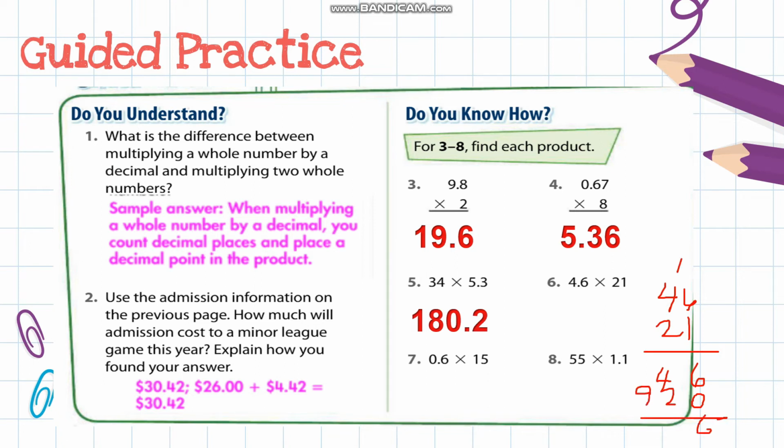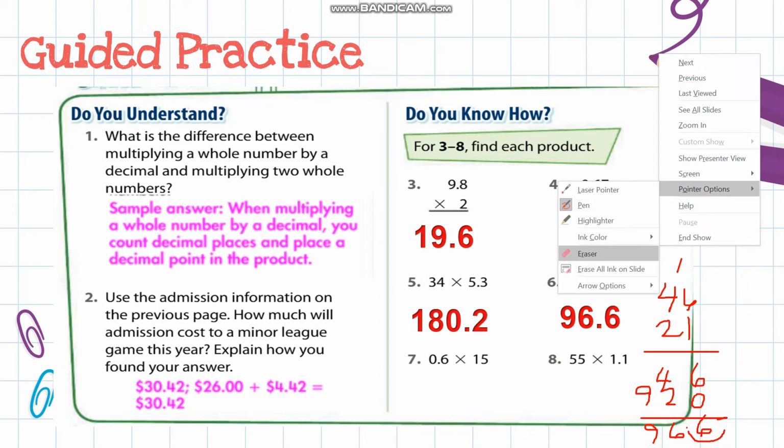Then this is 6, 6, and 9. Then how many decimal places? 1. From the last digit, move 1 to the left. So my decimal now is in between 6. So 96.6 is the answer.